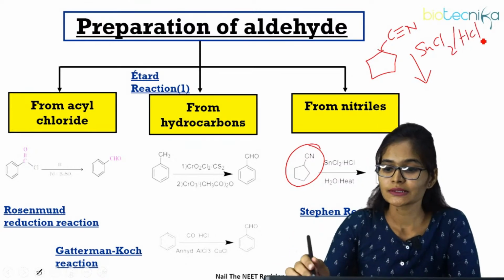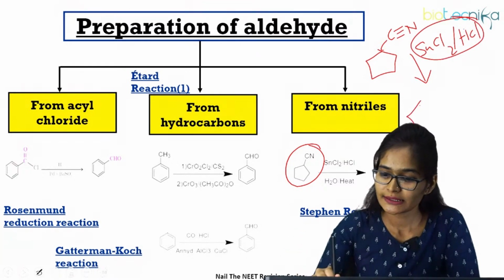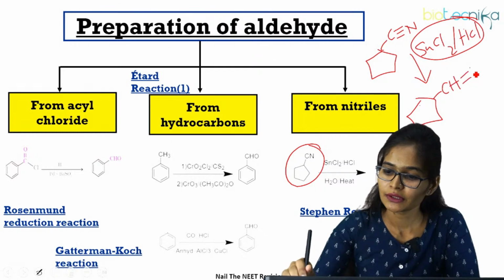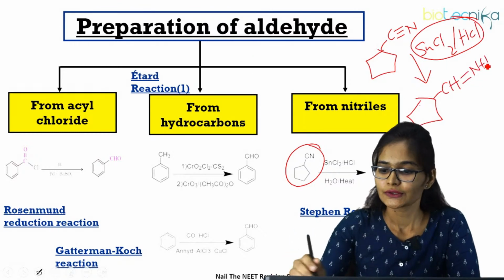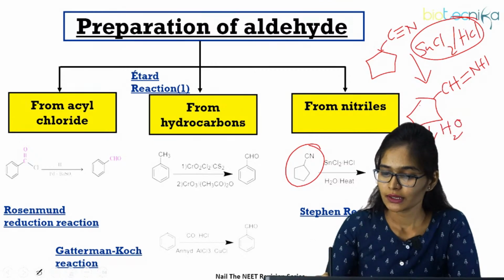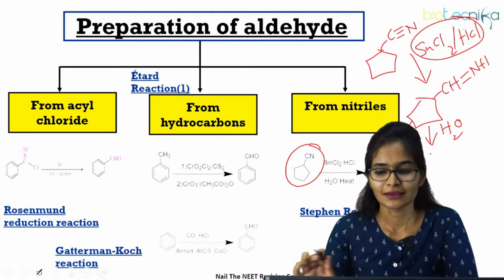And now what happens upon treatment with tin chloride? Firstly, imine will be formed. Then this imine, upon hydrolysis, gives you aldehyde. That's it. Nothing else is there, right?